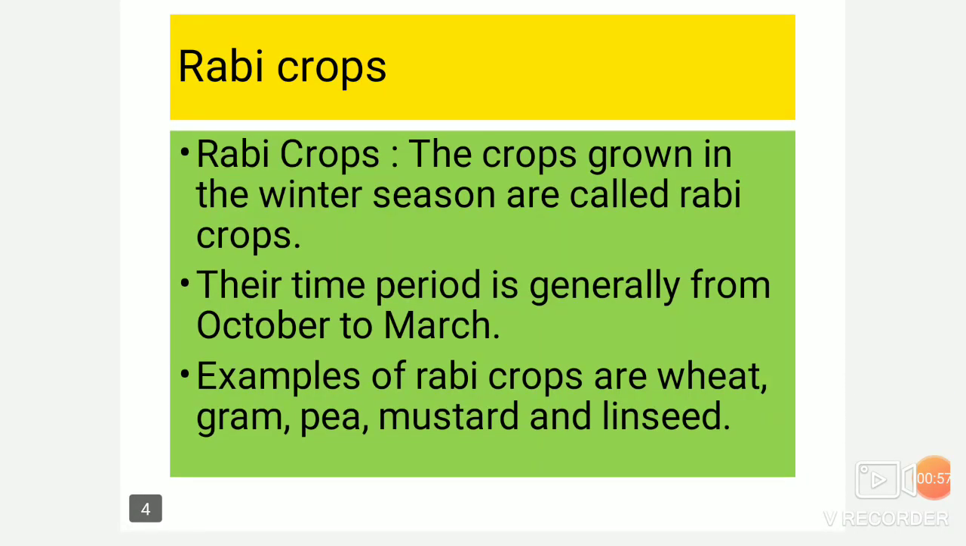The next type is the rabi crop. The crops grown in the winter season are called rabi crops. Their time is generally from October to March. Examples of rabi crops are wheat, gram, pea, mustard and linseeds. These crops need dry and cold weather, and they also need not much sunlight. So short duration sunlight is required for the rabi crops.